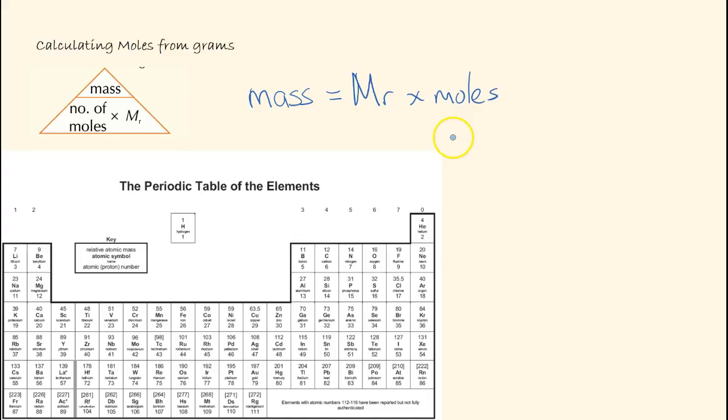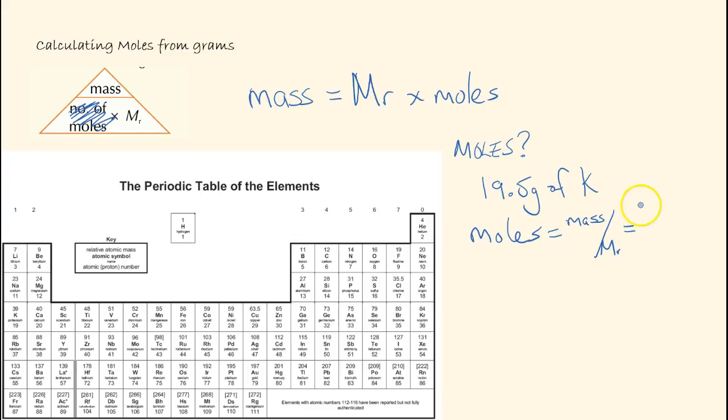So let's have a look at 2 examples. How many moles are there in the following? Number 1, 19.5 grams of potassium. Okay, so the number of moles is equal to the rearrangement of this equation up here, or if I'm trying to do it using my number triangle, I simply cross out the number of moles, and I end up with the mass divided by the Mr, which is equal to 19.5 divided by 39. And if I put that into my calculator, I end up with 0.5 moles of potassium.